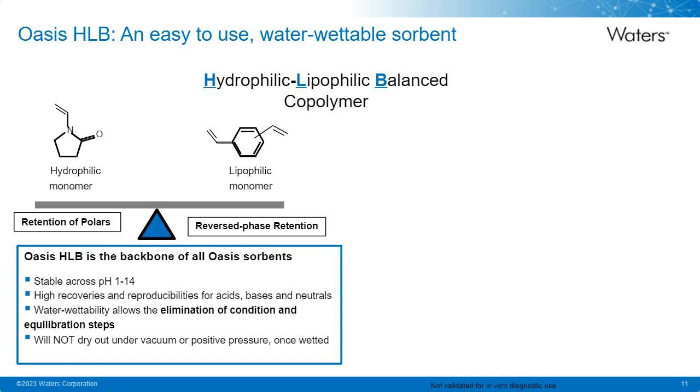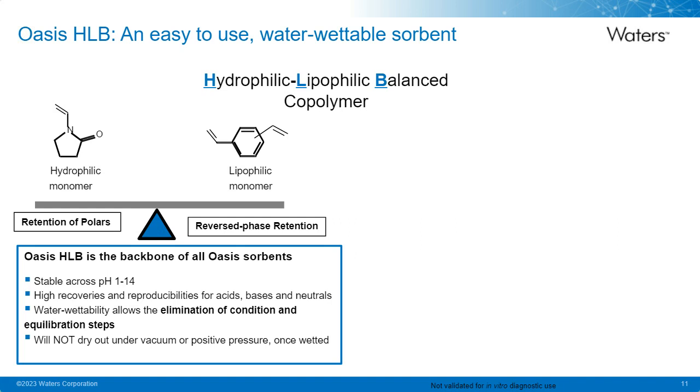HLB stands for hydrophilic lipophilic balanced copolymer. And as you can see on the left, we have these two monomers that are combined to create a polymer that is stable across a wide pH range. Gives us high recoveries for acids, bases, and neutrals.